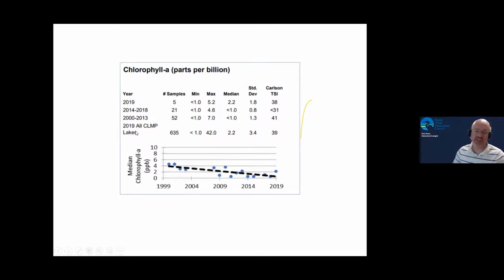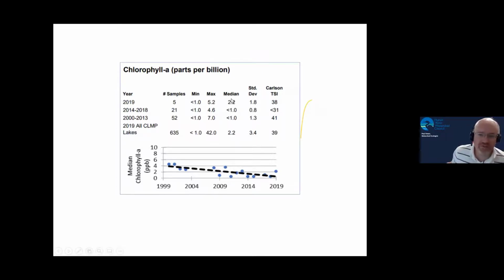Of course, this is just lakes involved in our program. It's not a comparison of you versus the entire state. It is people who have opted in to the program, so it's a little biased in that regard. We don't have information on every lake in the state, so we just get you everything we can.